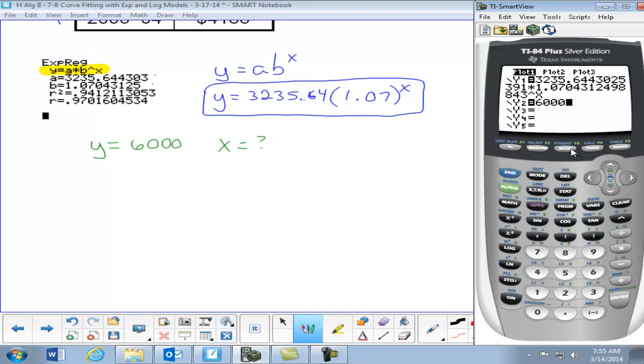So to start, I'm going to do zoom, and we're not going to do zoom 6. Remember, that's our standard window, negative 10, 10, 1, and we know we've got numbers way bigger than negative 10, 10, 1 by a scale of 1. So we're going to do zoom, and remember you got to go down to 9, which is statistics. So you're going to go down to zoom stats, enter.